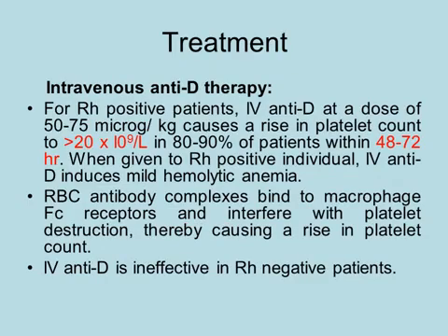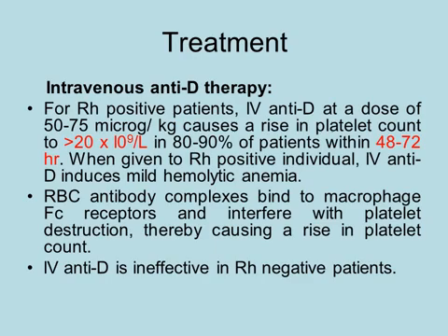The second line is intravenous anti-D therapy, usually used when the patient is Rh positive, in a dose of 50 to 75 microgram per kg. Also, it will cause a rise in the platelet count more than 20,000 in 80 to 90% of the patients within 48 to 72 hours.